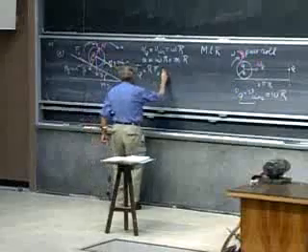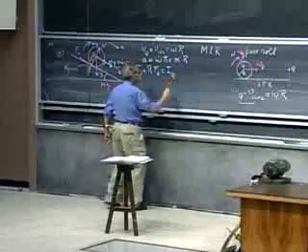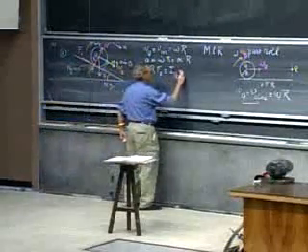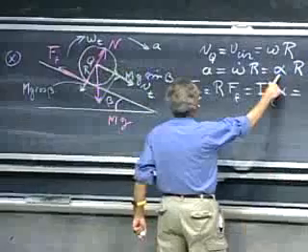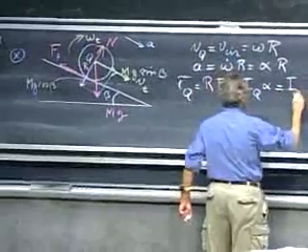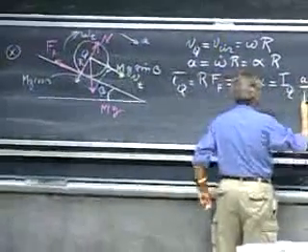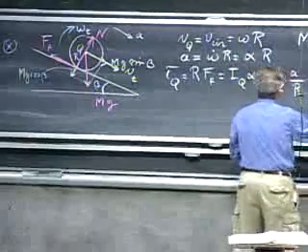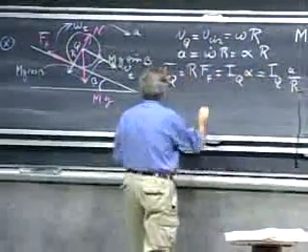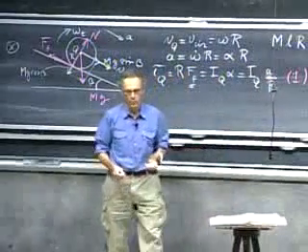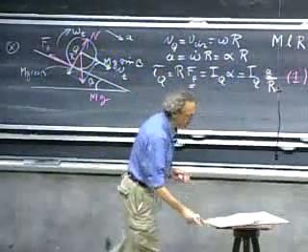This must be I alpha, I being the moment of inertia for rotation about this axis through point Q, times alpha. But I can replace alpha by A divided by R. So I get the moment of inertia about Q times A divided by R. And this is my first equation. I have as unknowns the frictional force and A, so I cannot solve for both. I need another equation.